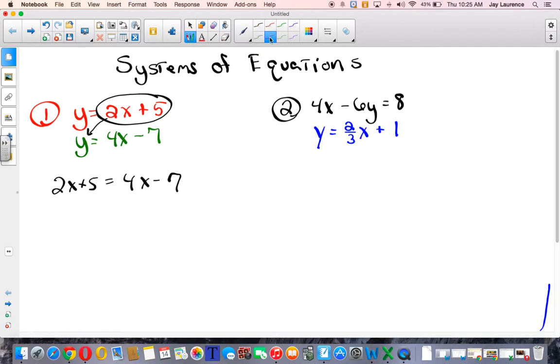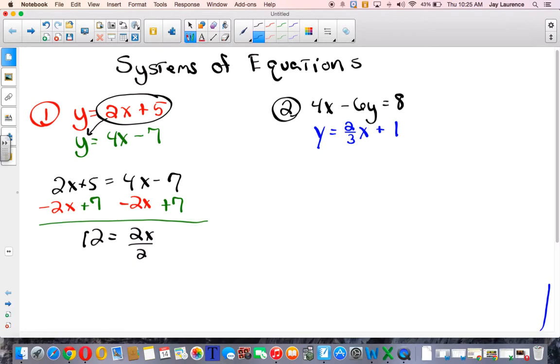I don't like the fact that there are x's on both sides of the equation, so I'm going to subtract 2x from both sides. And since my x's are going to be over here on the right, I think I'm going to add 7 to both sides at the same time. And when I do that, I'm going to end up with 12 equals 2x, and x is going to equal 6.